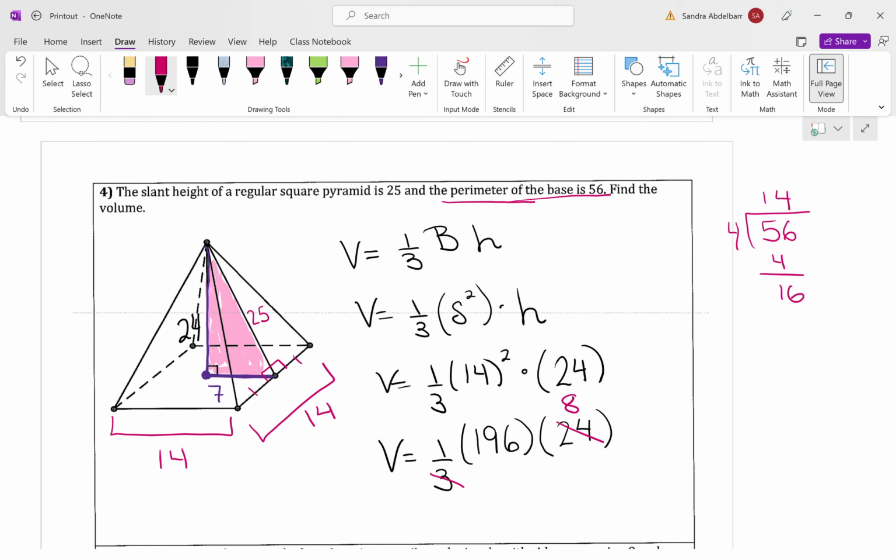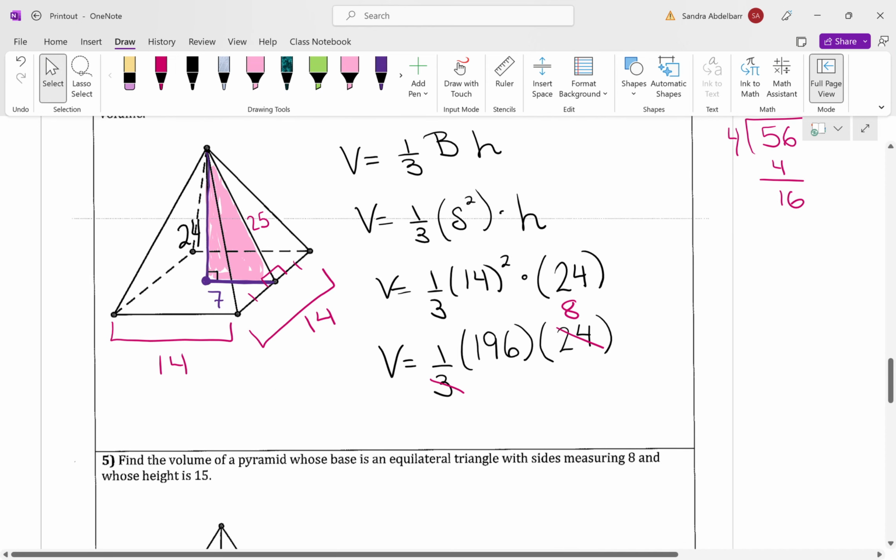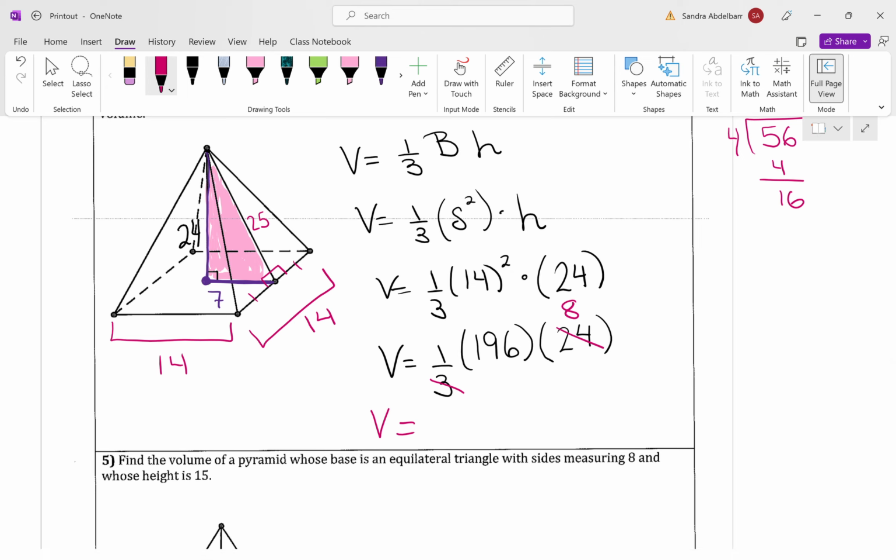I guess I'll just do 3 goes into 24 8 times. Did anybody multiply 196 times 8? Tell me what you get. No? Okay. I can't hear you. 1568. I'm going to trust you. 1568 units cubed.